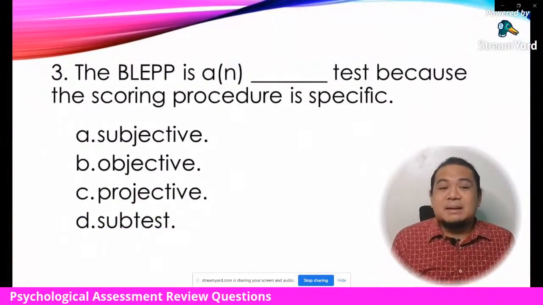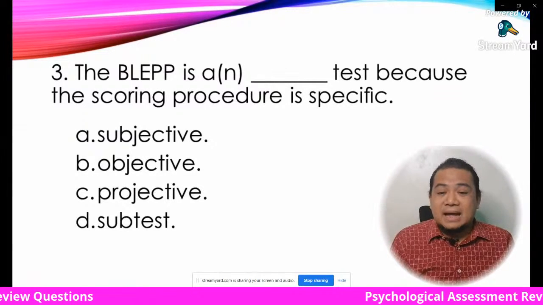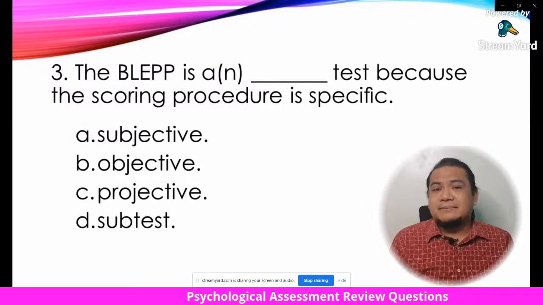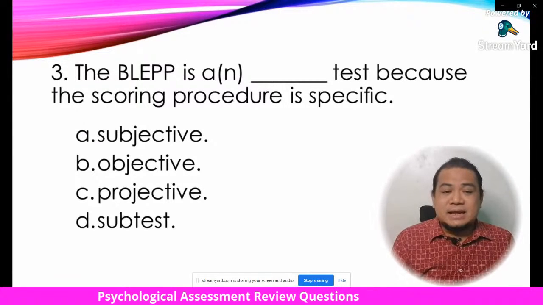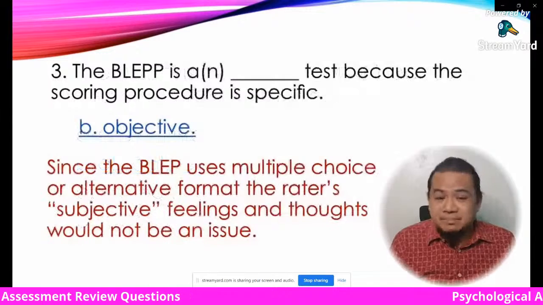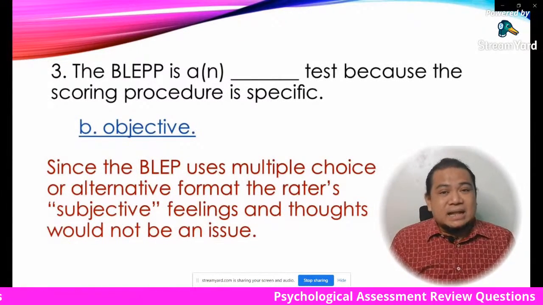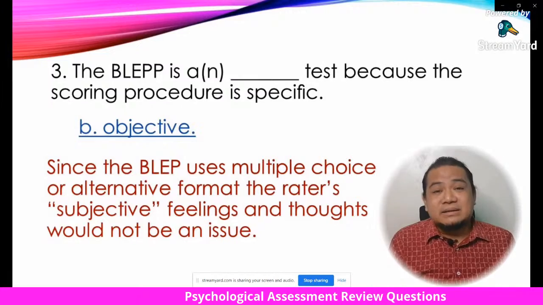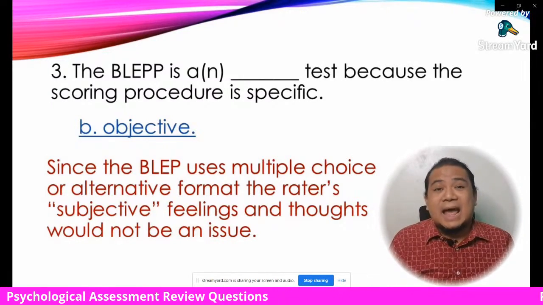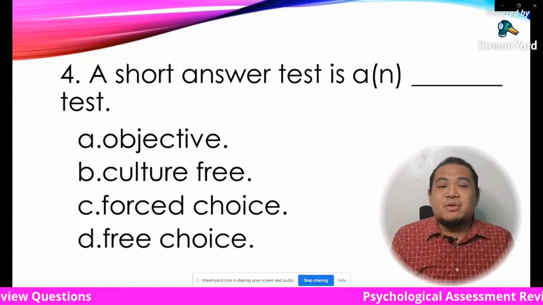Number 3, the BLEPP is a or an blank test because the scoring procedure is specific. And the answer is letter B, objective. Since the BLEPP uses an A, B, or C alternative format, the rater's subjective feelings and thoughts would not be an issue.